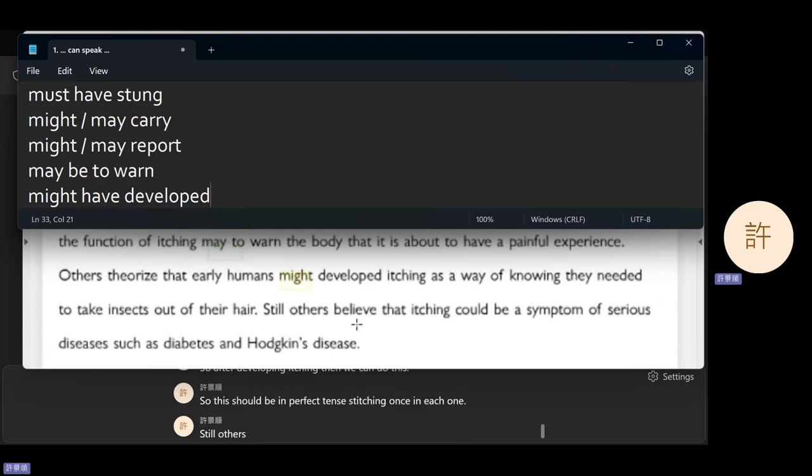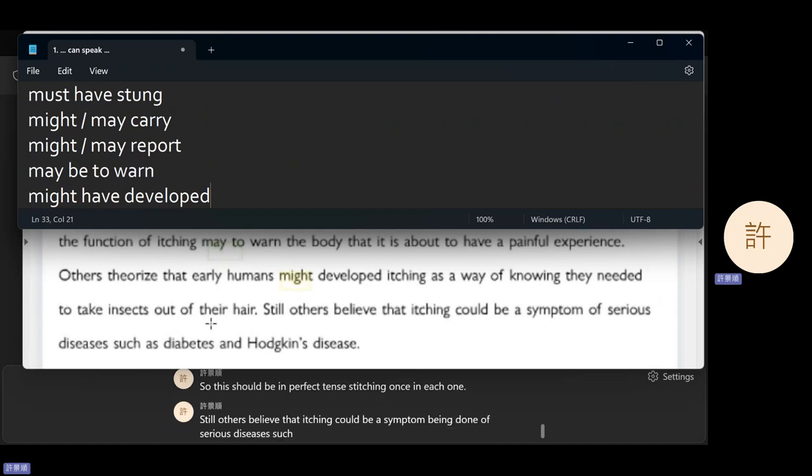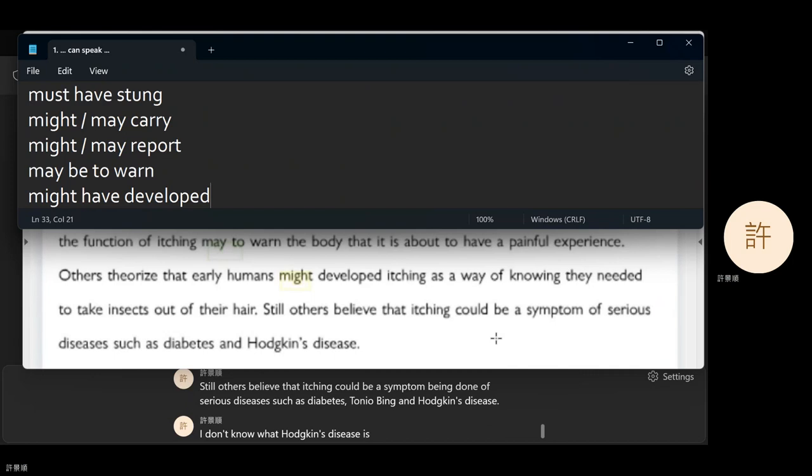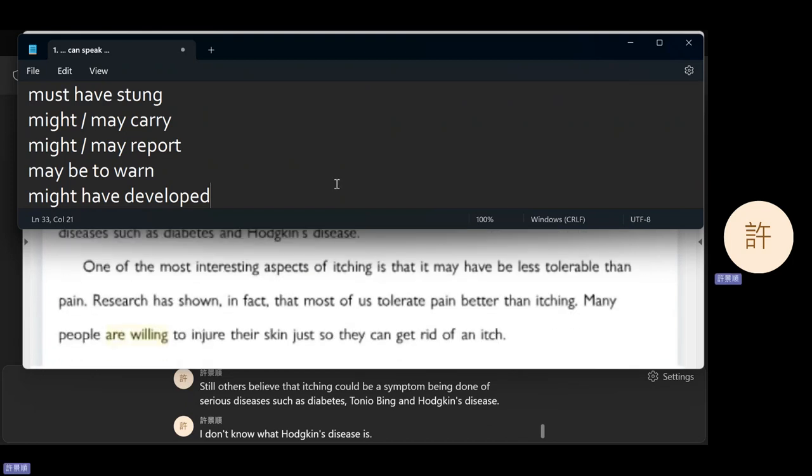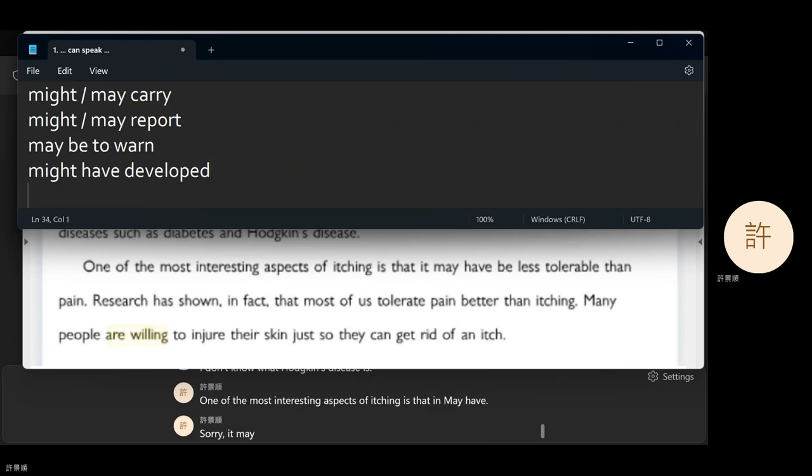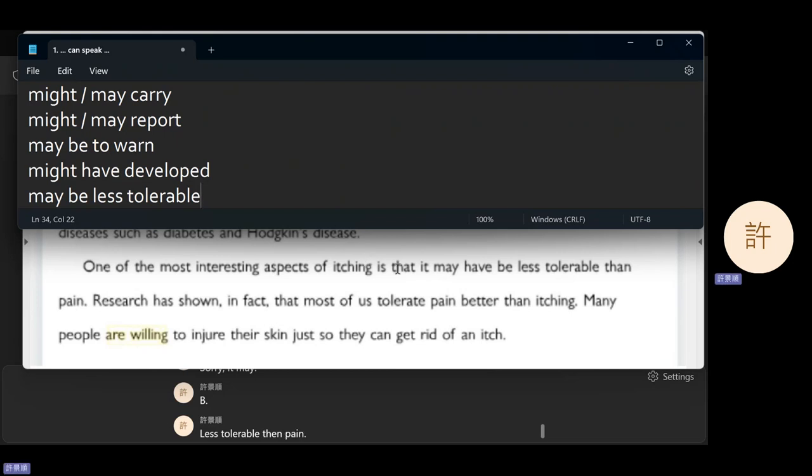Still others believe that itching could be a symptom, 病症, of serious diseases such as diabetes, 糖尿病, and Hodgkin's disease. I don't know what Hodgkin's disease is. One of the most interesting aspects of itching is that it may be less tolerable than pain. There's nothing special going on here, so we just simply use the simple present tense. May be less tolerable. 难以容忍.